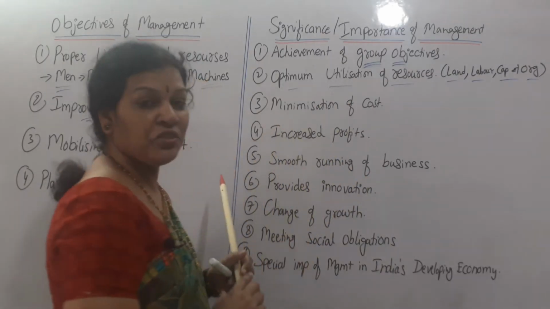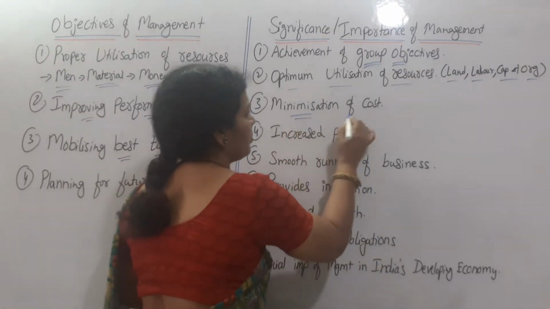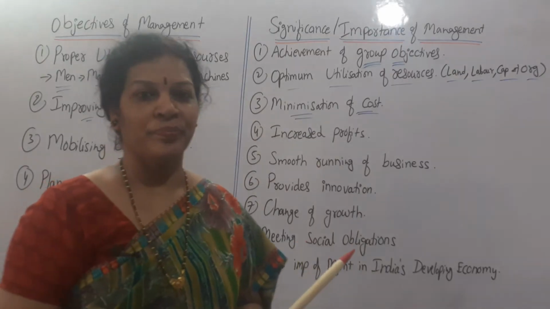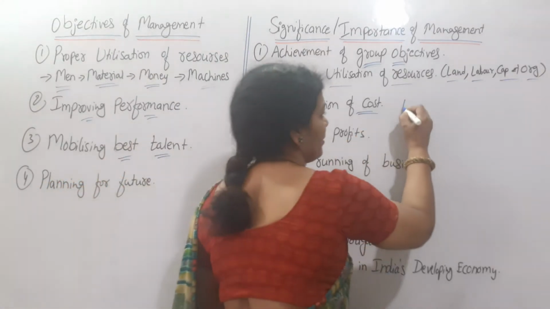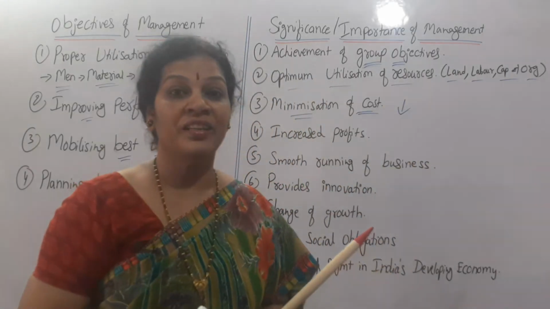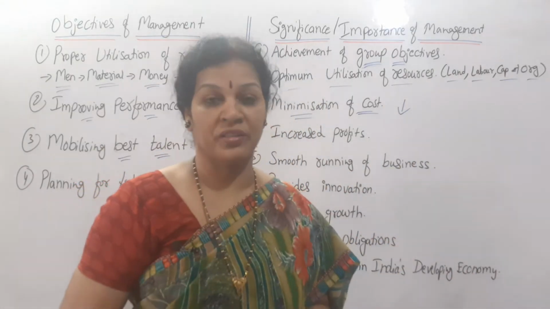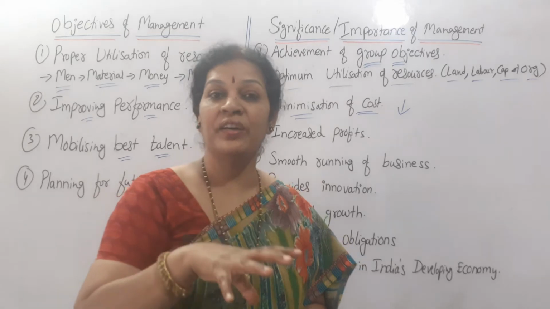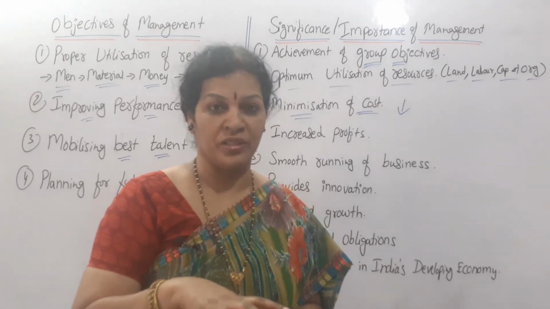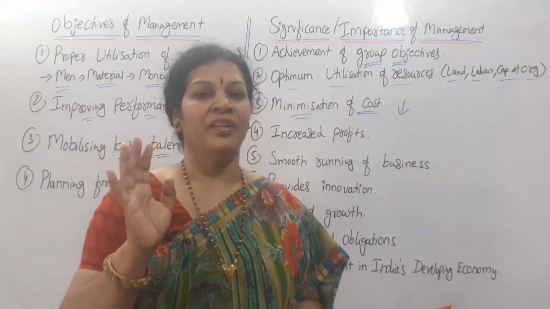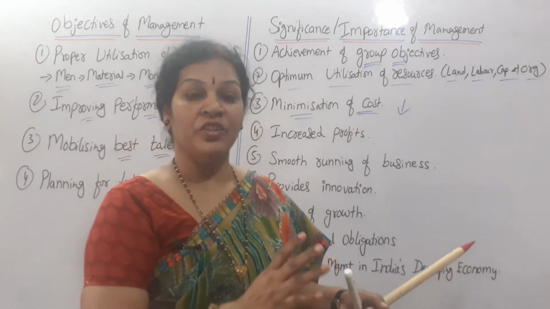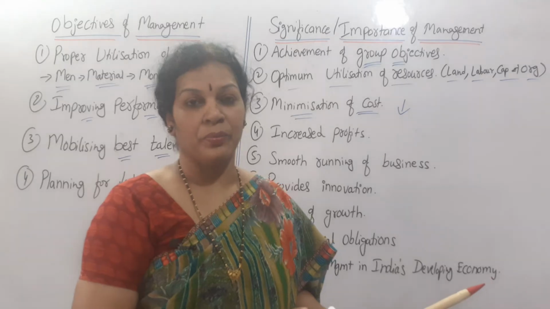Next one is minimization of cost. Cost should always be less. Which cost? Product cost. If the cost is less, automatically consumers are willing to buy the product. You can attract all kinds of consumers in the society, like high class, middle class, low class, all these people will show their interest to buy the product.